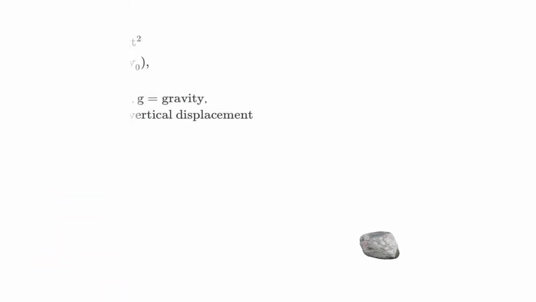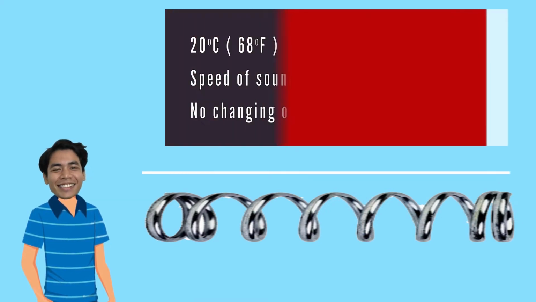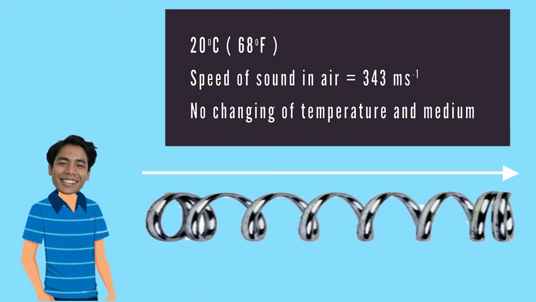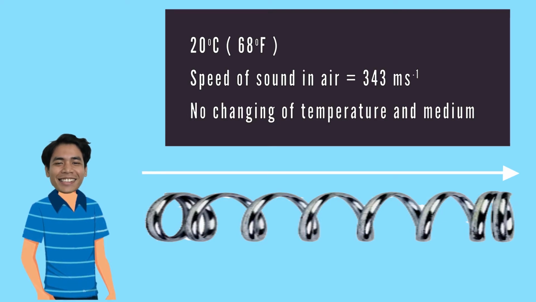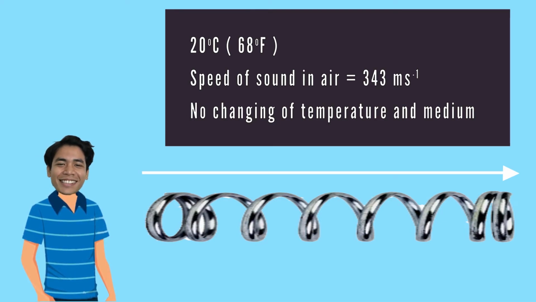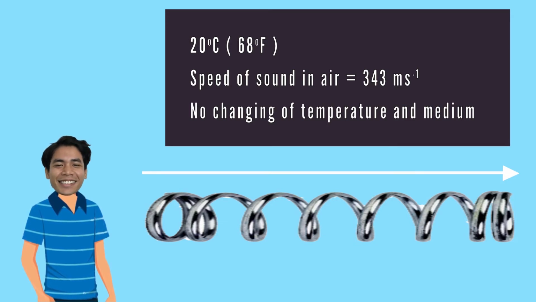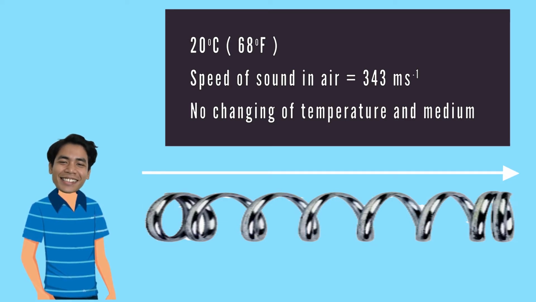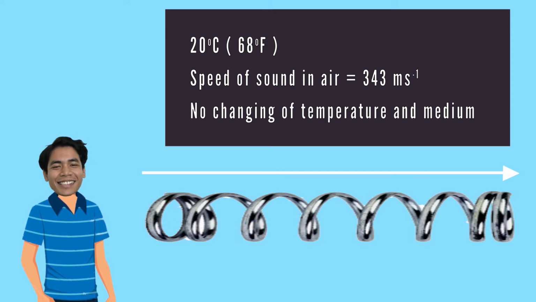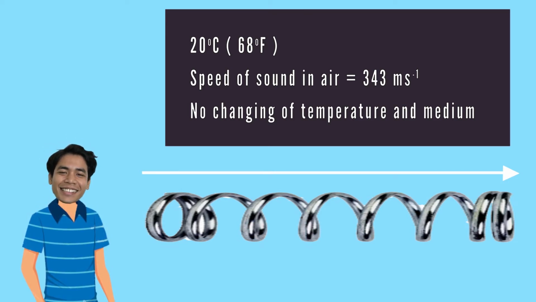The speed of sound is the distance traveled per unit time by a sound wave as it propagates through an elastic medium. At 20 degrees Celsius, the speed of sound in air is about 343 meters per second, and it is constant if the temperature and the medium it travels through do not change.